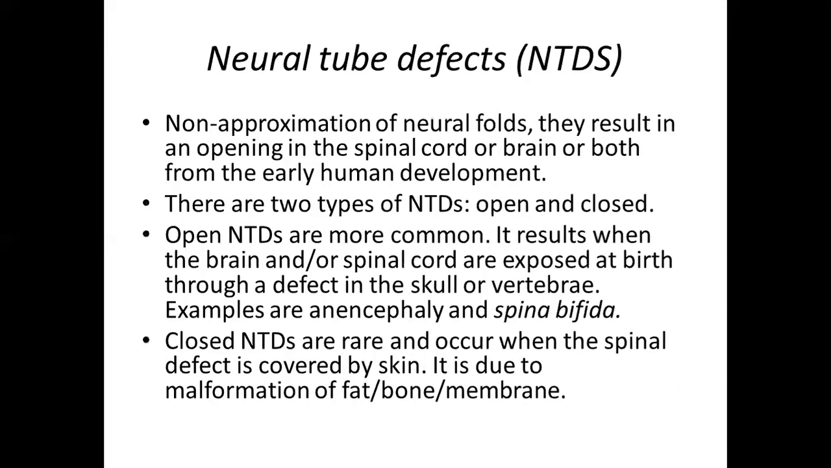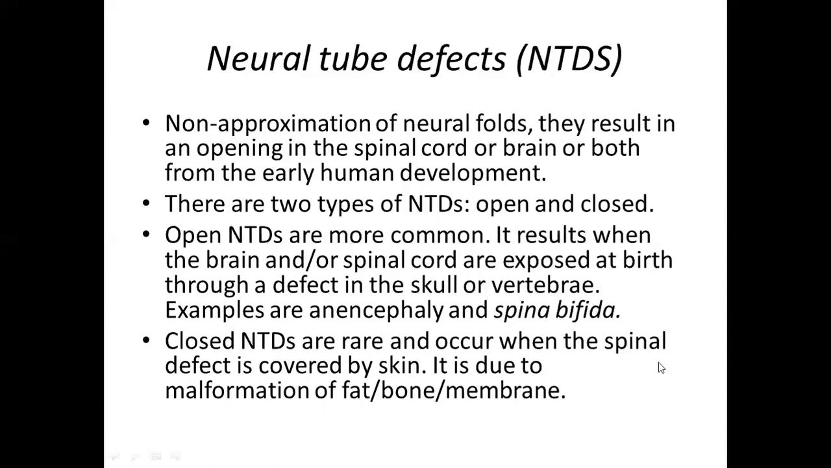So now we come to the neural tube defects, that is the non-approximation of the neural folds. If the neural folds fail to fuse, they will result in opening in the spinal cord or brain or both. So there are two types of neural tube defects, open and closed. Open, when the spinal cord or brain is exposed to the surface at the time of birth through a defect of skull or a vertebra. Examples are anencephaly or spina bifida. That is the anterior neuropore defect or the posterior neuropore defect, right?